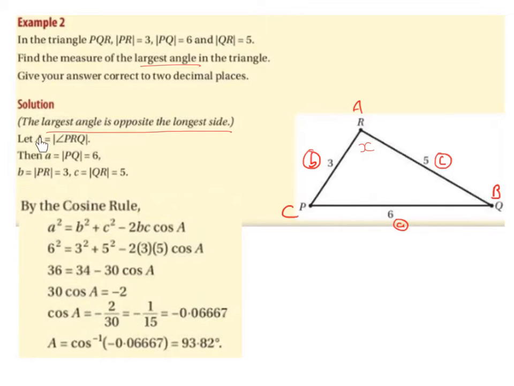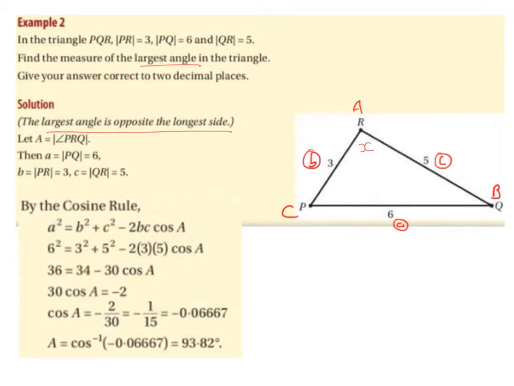Okay, so I let capital A be the angle PRQ, which is this angle here. Then lowercase a is going to be the side PQ, which is 6. So we've labelled that as lowercase a. And then B is going to be the side PR, which is 3. And C is going to be the side QR, which is 5. But remember, it doesn't really matter which way you label the B and the C, so long as the A is labelled correctly.